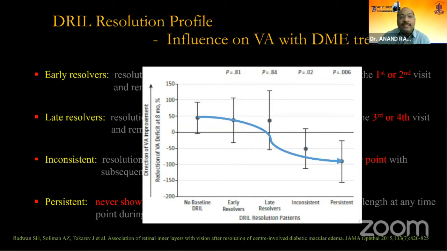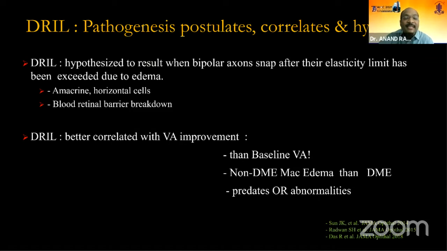So, the pathogenesis postulates and correlation hypothesis for DRIL. It is hypothesized to result when bipolar axons snap after their elasticity limit has been exceeded due to the mechanical effect of the edema. There is collateral damage also to amacrine cells, horizontal cells, and inner retinal barrier breakdown. DRIL is better correlated with visual acuity improvement, even better than the baseline visual acuity, so it's a better surrogate marker of final acuity. And this correlation was stronger with non-DME macular edema, like RVO macular edema and uveitic macular edema, than DME itself, because DME has actually many other chemokines active, possibly.